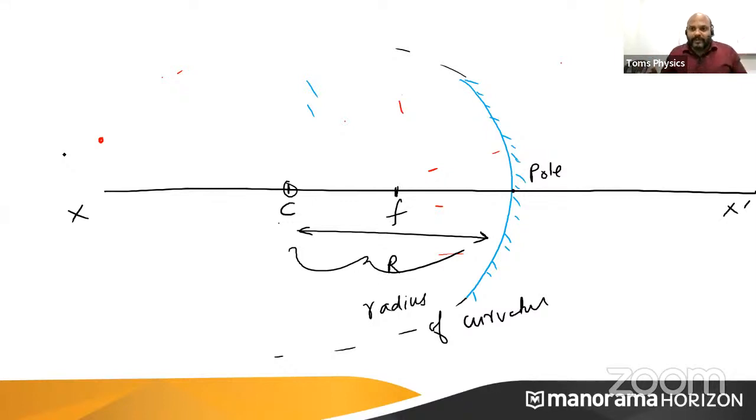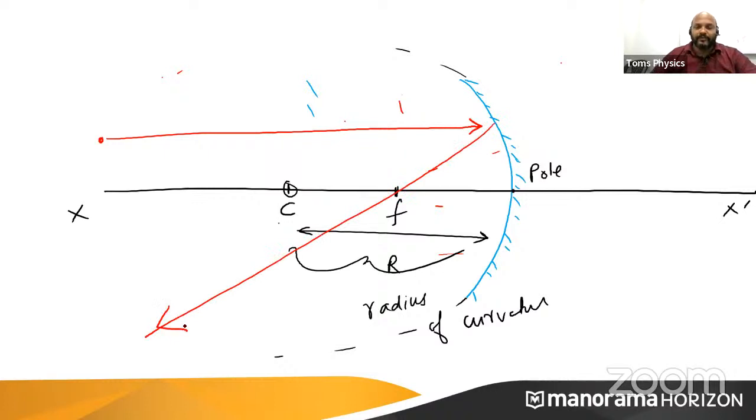But what does that actually mean? What that means is that the rays coming from this object are parallel to each other. And because they are parallel to each other, after reflection, these rays will pass through the focus. So if the object is at infinity, the reflected ray will be passing through the focus.